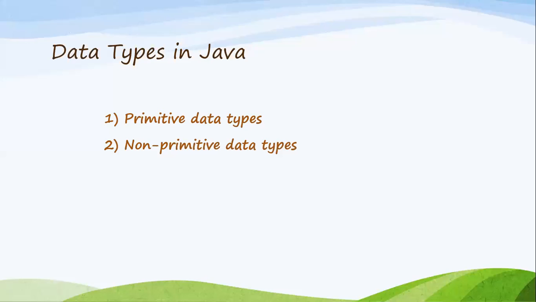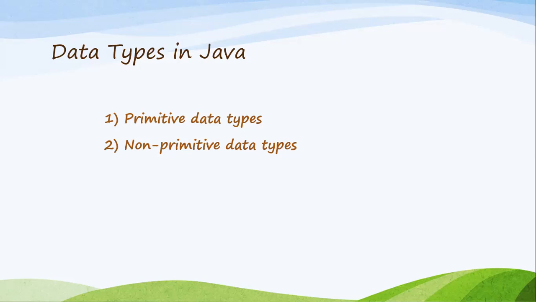Okay, now we will understand data types in Java. Data types specify the different sizes and values that can be stored in the variable. There are two types of data types in Java: primitive data types and non-primitive data types. The primitive data types include boolean, char, byte, short, int, long, float, and double. Non-primitive data types include classes, interfaces, and arrays.